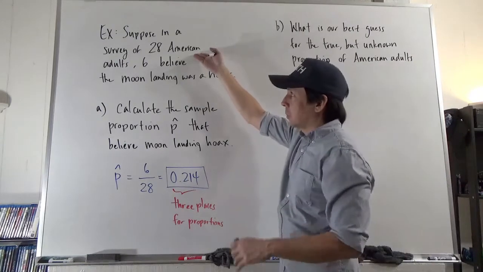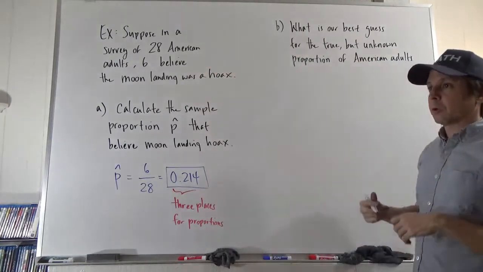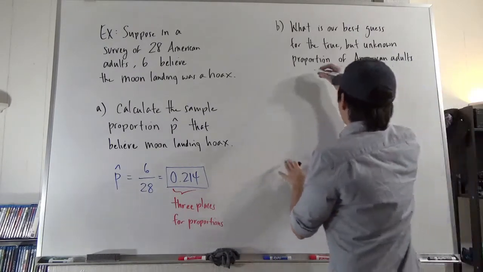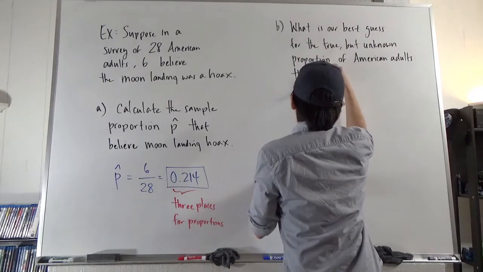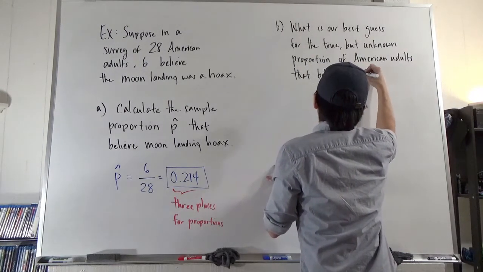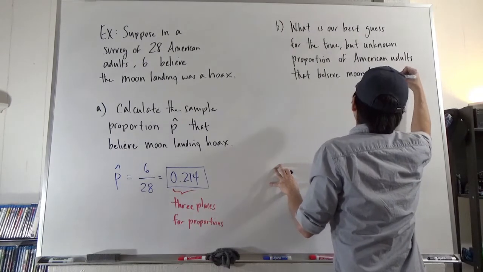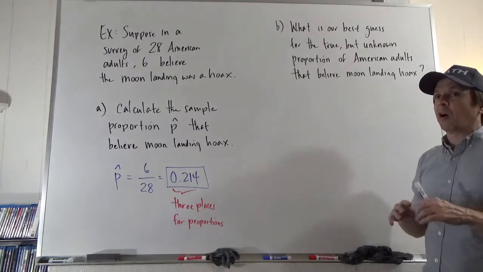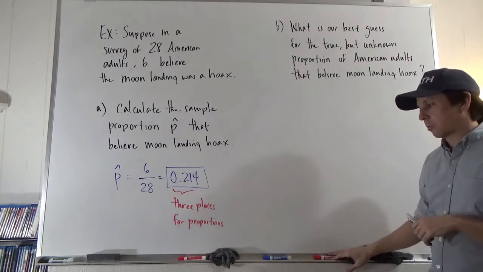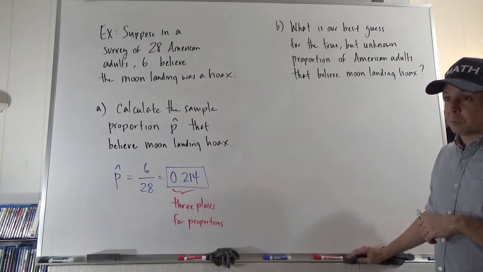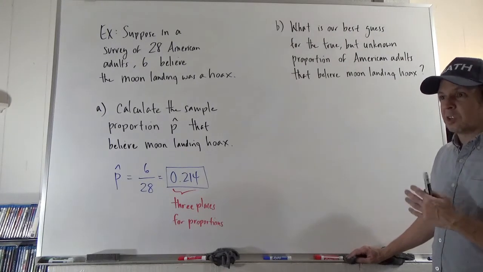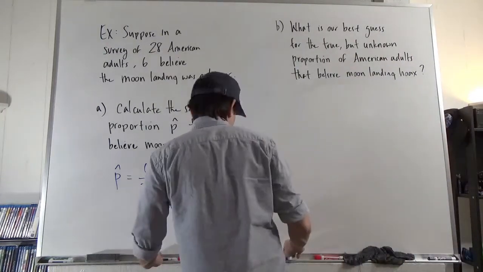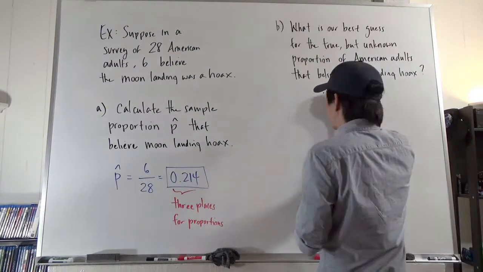Because they said it here, they don't care about Europeans, and they don't care about kids apparently. They want to know American adults and what they're thinking. The true but unknown proportion of American adults that believe moon landing hoax. So the idea here is we're interested in the proportion of all American adults, all the American adults walking around that you're going to encounter. What proportion of them believe the moon landing was fake? Given no other information, we only have this sample to go by. That's our best guess. So just conceptually, that's our estimate, given no other information.